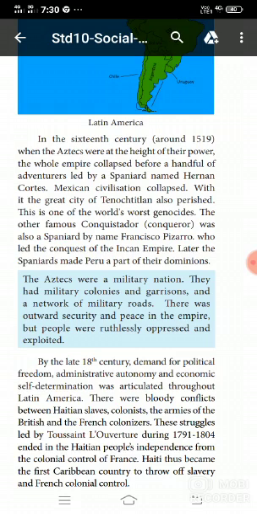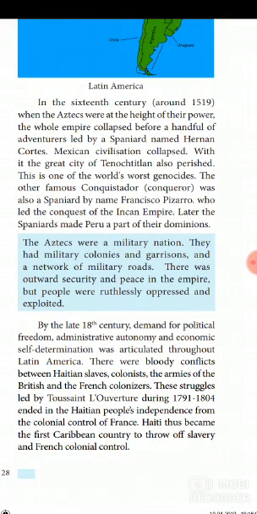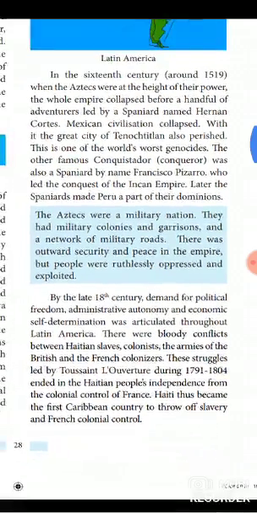Okay, this is one of the world's worst genocides. Genocide means murder, massacre. Most of the people also died.